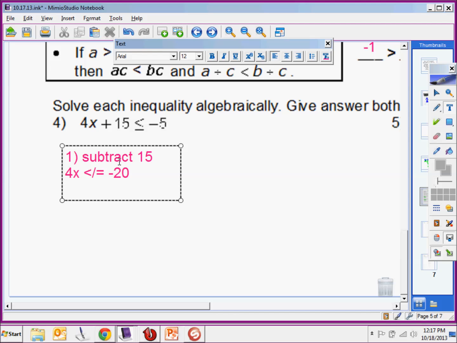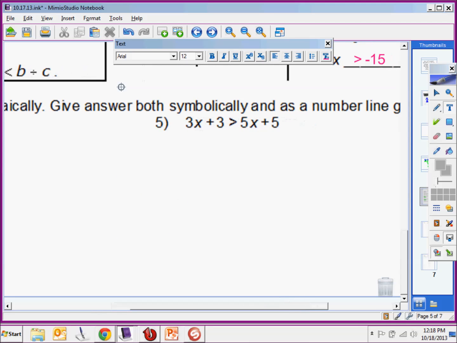So step 2 would be what? Negative 15 minus 15 is negative 20. Now I'm going to divide by 4, and you get -5. So I have now x is less than or equal to -5. Can we do this? Yes. Is there any struggle here? No. Perfect.